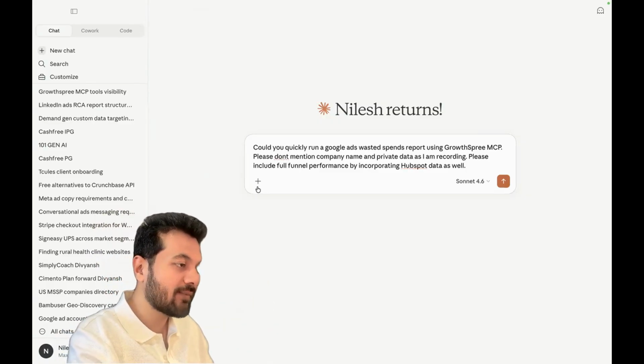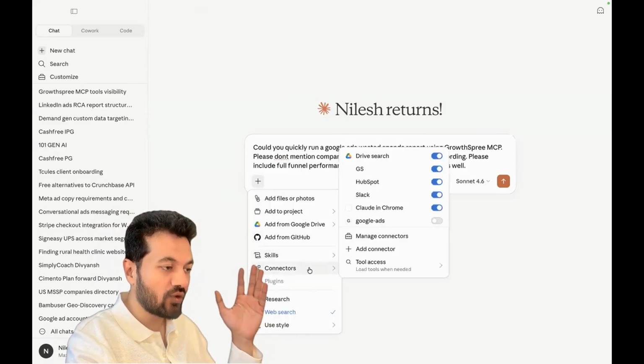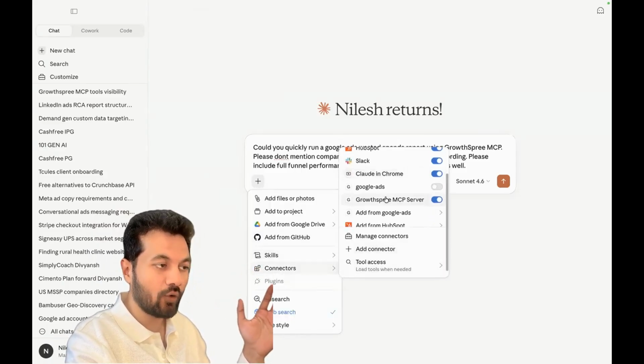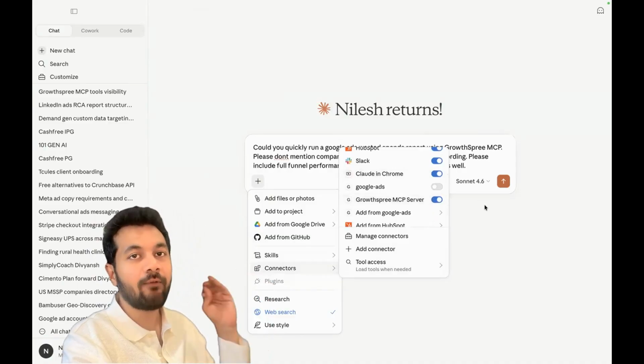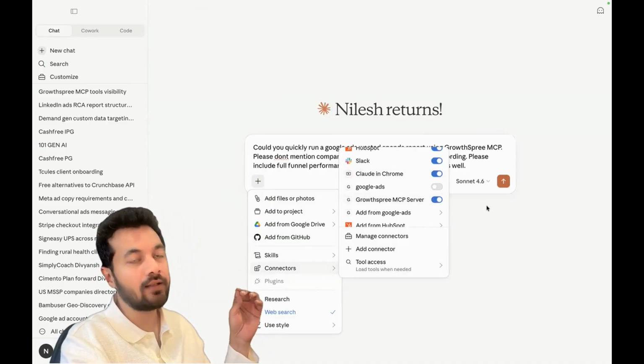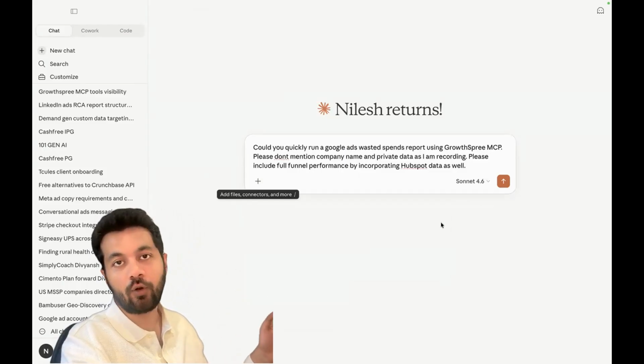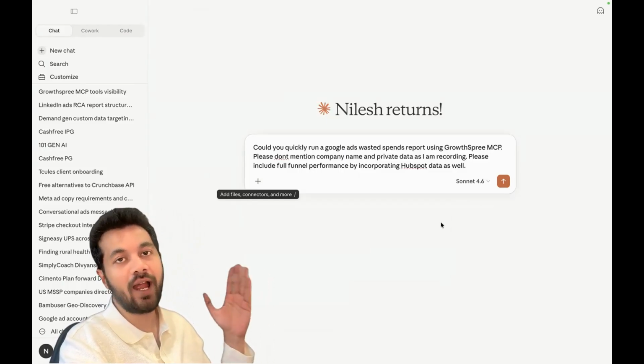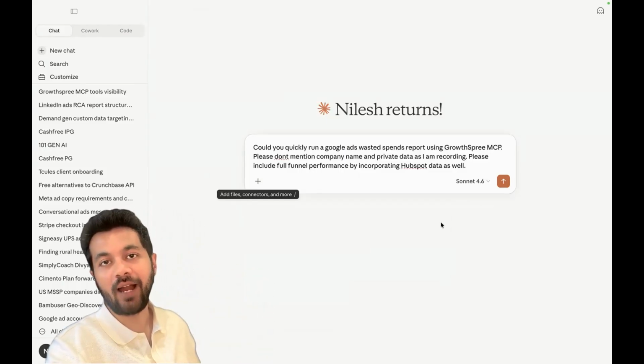What you need to remember is before you press enter, you need to check on connectors and see that the GrowthSpree MCP server is enabled. If you've not set it up, the link is again in the description. You can set up GrowthSpree MCP on your Claude and connect Google Ads, HubSpot, and other marketing platforms as well.